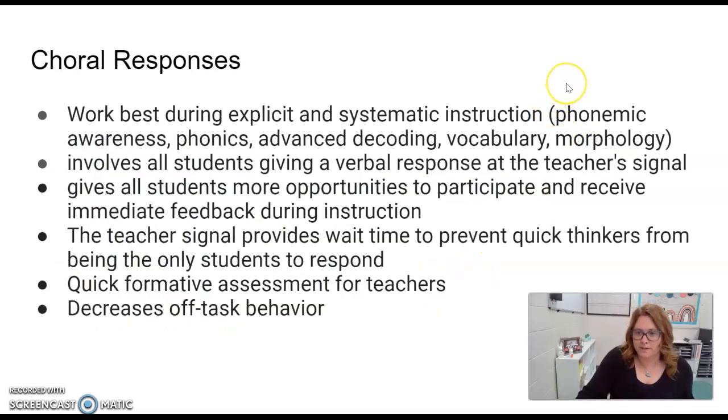First is choral responses. Choral responses are when all students answer together at the same time. This works best when you're teaching a very explicit and systematic lesson, like phonemic awareness, or phonics, or advanced decoding, or even vocabulary. Each time you present for students to respond, you're able to give a signal as a teacher. I like to point to myself when it's my turn, and the students when it's their turn.